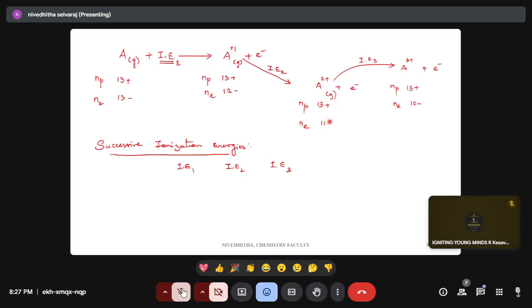As electron count is decreasing, or as the proton-to-electron ratio is increasing, what is happening to the ionization energy? It is getting increased, yes. So the value of first ionization energy will be lesser than the second one, and the value of second ionization energy will be lesser than the third one, and so on. Okay, so this is the general order.